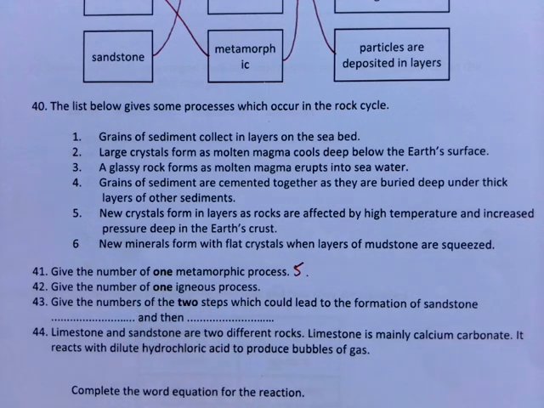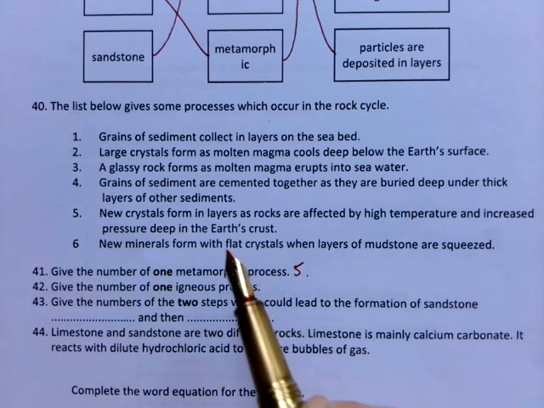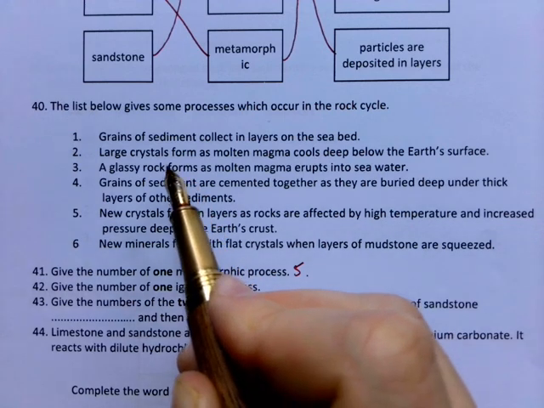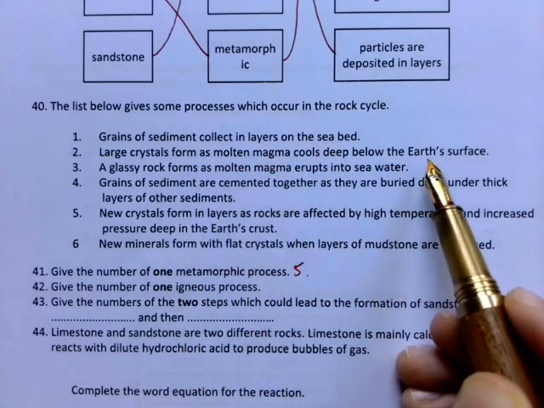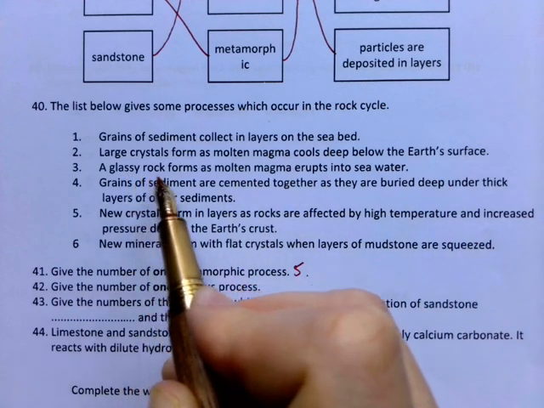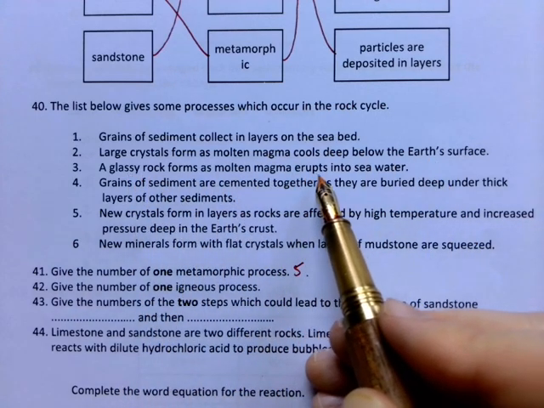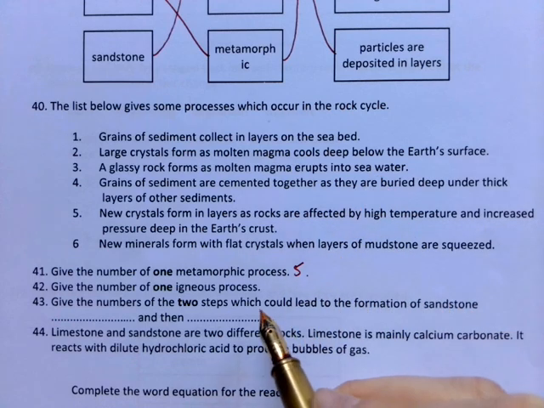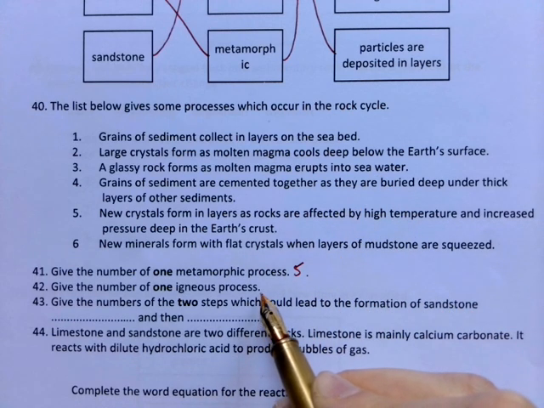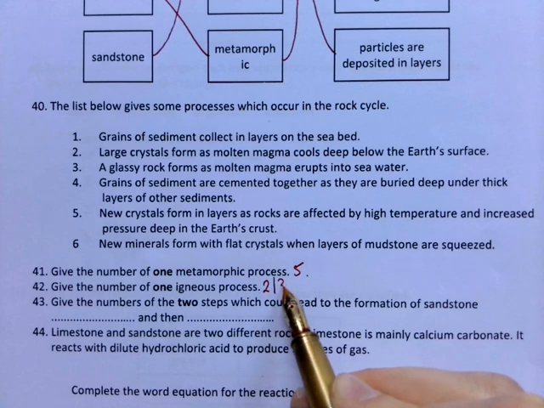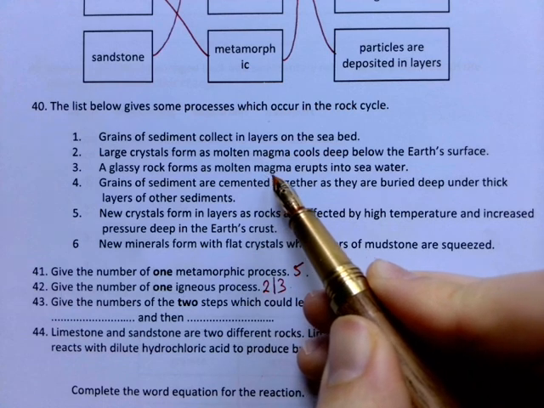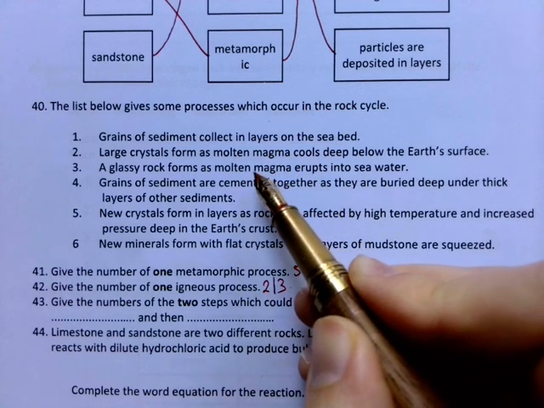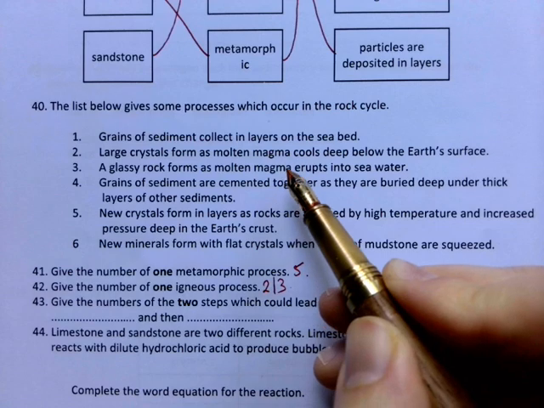Give the number of one igneous process, so that's when molten rock cools down. So I could have here, number 2, large crystals form as molten magma cools below the Earth's surface. Or I could have a glassy rock forms as molten magma erupts into seawater. All right, so I could have 2 or 3. And in fact, if you go on the internet, you can see videos of that. Maybe I'll put one in the task where you can see the magma falling into water and cooling immediately to form rock.